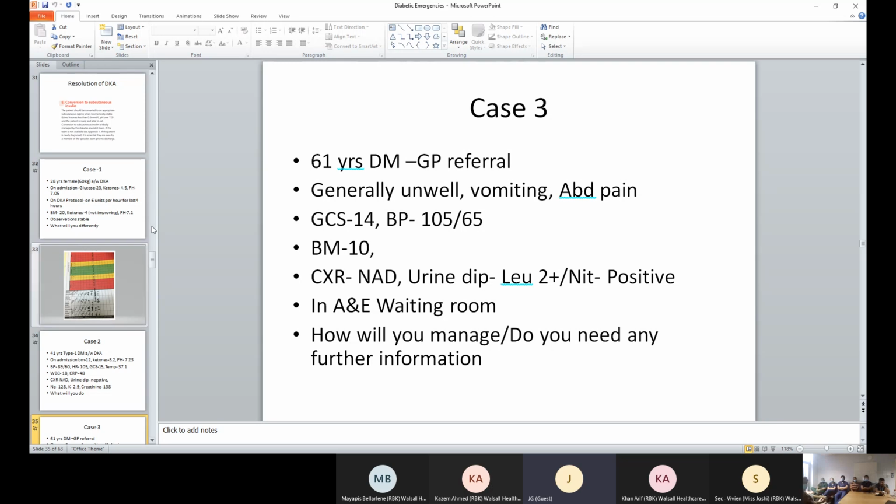So GP, I've already put diabetes. But now you want to know what type of diabetes this patient has. Type 1 diabetics are living up to 70, 80 years. But commonly in that age group, what we come across is type 2 diabetes. And then some abdominal pain and vomiting. The blood sugar is 10. It's the A&E waiting room. What other information are you going to ask, or what other information do you need?